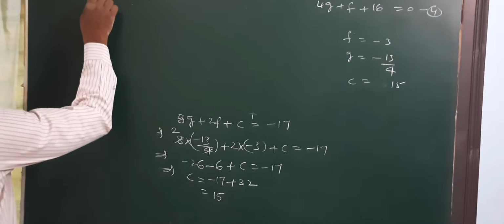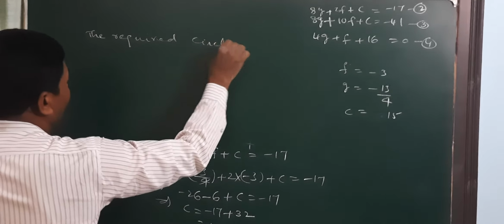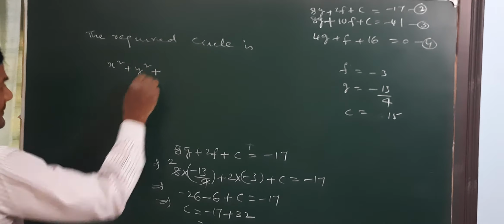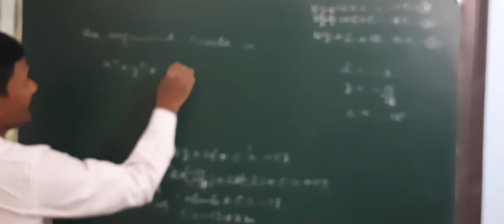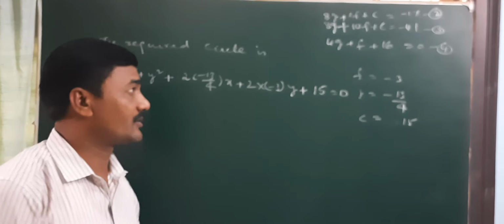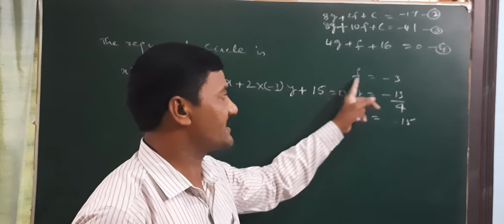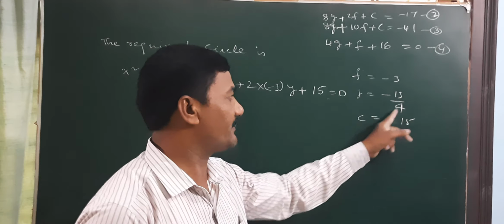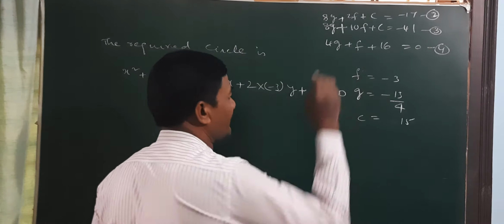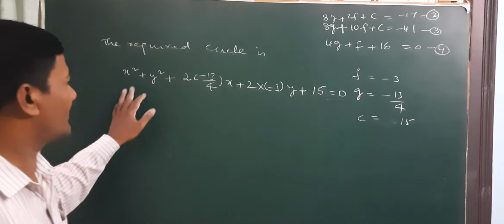Therefore the required circle is x square plus y square plus 2g, that is 2 into minus 13 by 4, into x, plus 2f. From equations 2, 3, 4 we solved and got f is equal to minus 3, g is equal to minus 13 by 4, and c is equal to 15. So what is the general equation of the circle? x square plus y square plus 2gx.